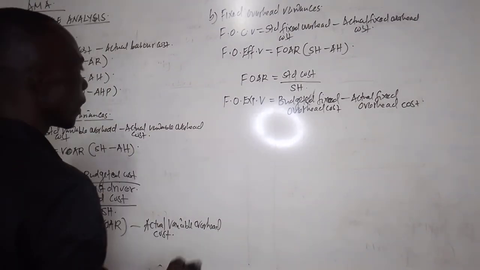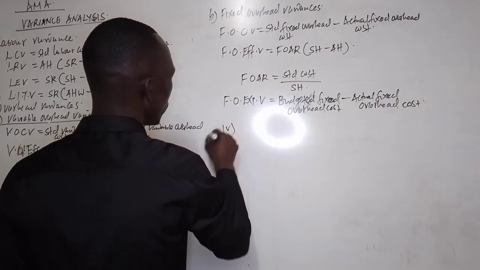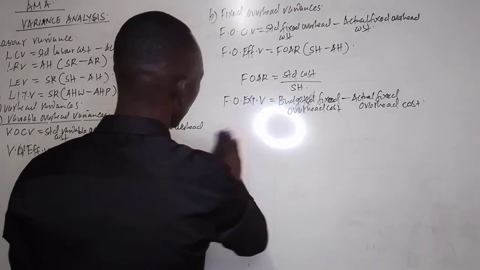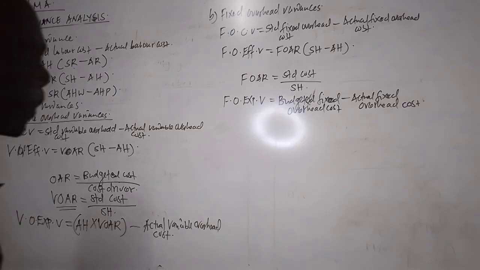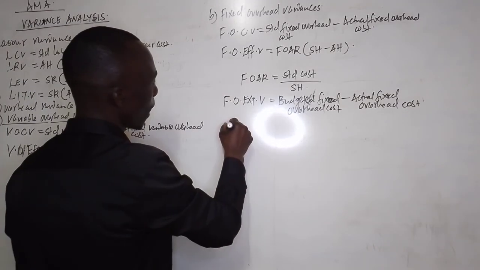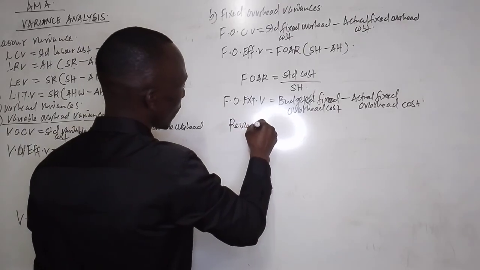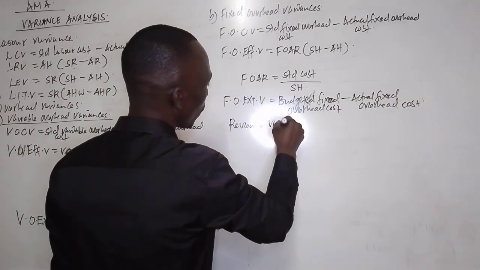So these are about the cost variances. Other than the cost variances, we have said that we have what we call the revenue variances.